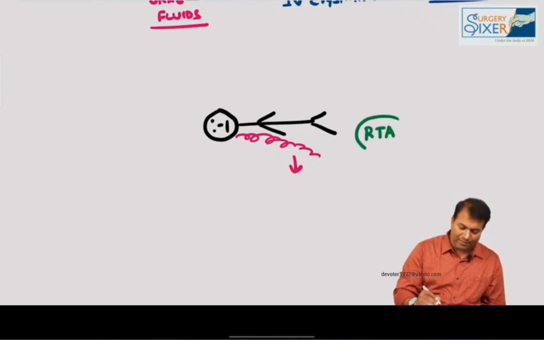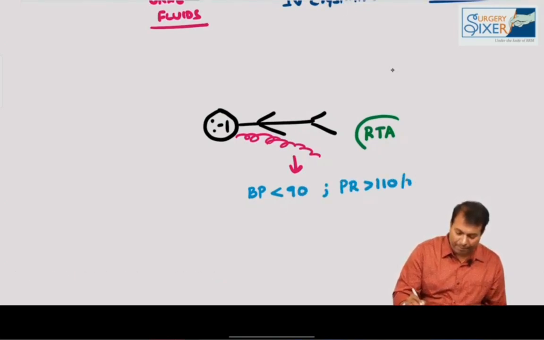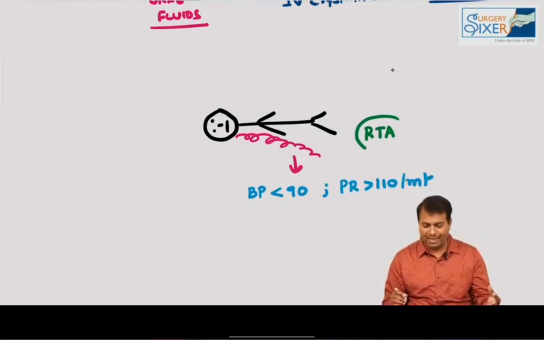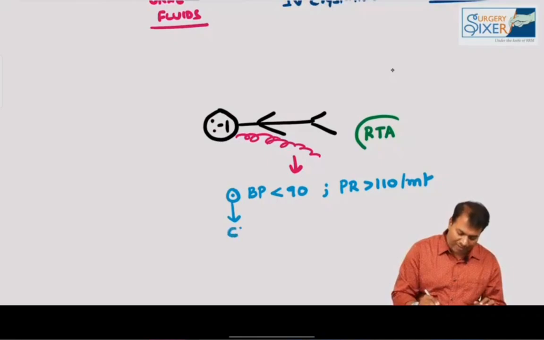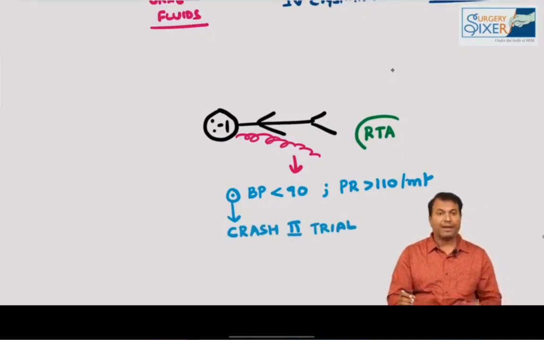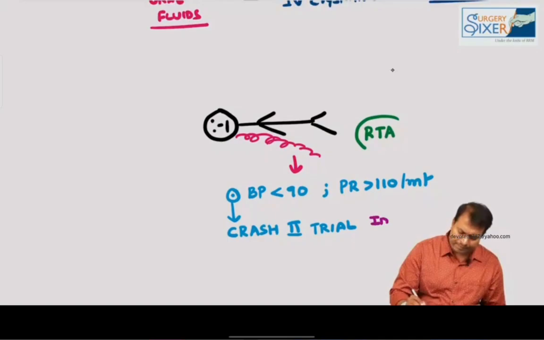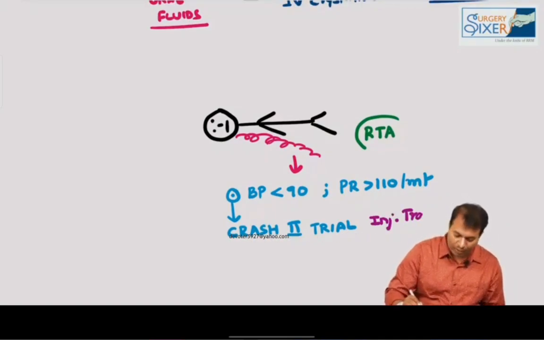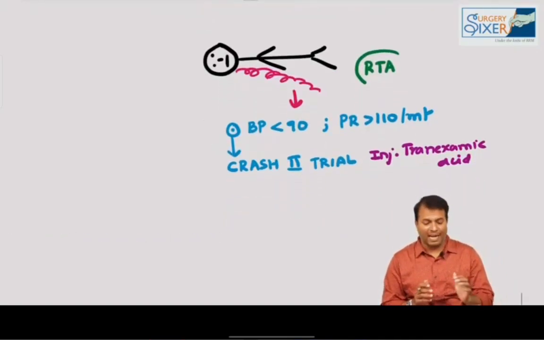The moment you receive this patient, if the BP is less than 90 systolic, or if the pulse rate is more than 110 per minute in a hemorrhagic shock patient, there is a trial which advises what? There is a trial, CRASH-2 trial. What do they advise? Can you tell me? CRASH-2 trial advises you to give injection tranexamic acid. Please don't forget this.